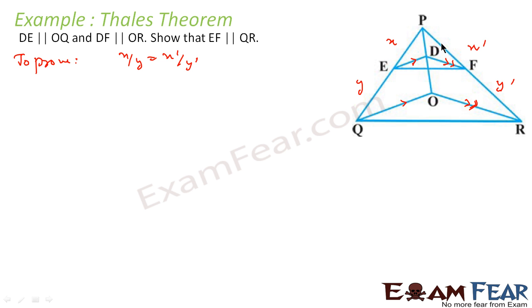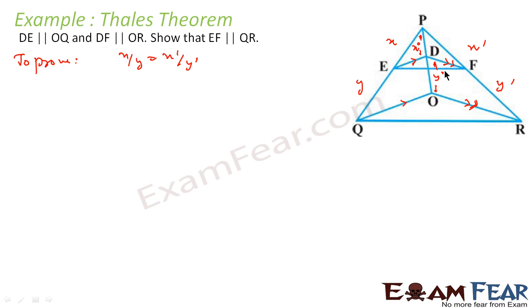We will take some sandwich here, which is common to both the triangles. So if you see that PQO and PFR, this line is common to both the triangles. So first let's take PQ. In PQ, if you see ED is parallel to DO, so we can say that X by Y is equal to, let's suppose it's X naught, that is PD is equal to X naught and DO is equal to Y naught.